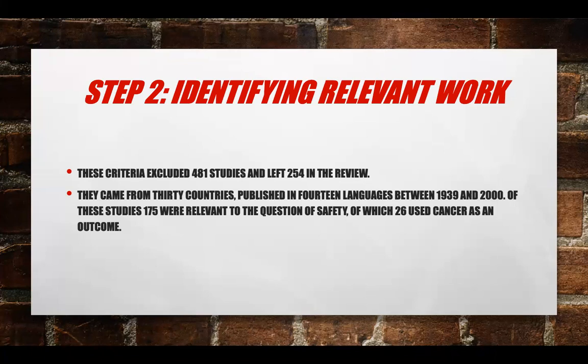They came from 30 countries, published in 14 languages between 1939 and 2000. Of these studies, 175 were relevant to the question of safety, of which 26 used cancer as an outcome. So this is how you extract information according to the research question you have in the systematic review, and you can imagine that in the end you are left with 175 studies, of which only 26 were reporting cancer as the outcome of the particular process like fluoridation. So this is it for now.